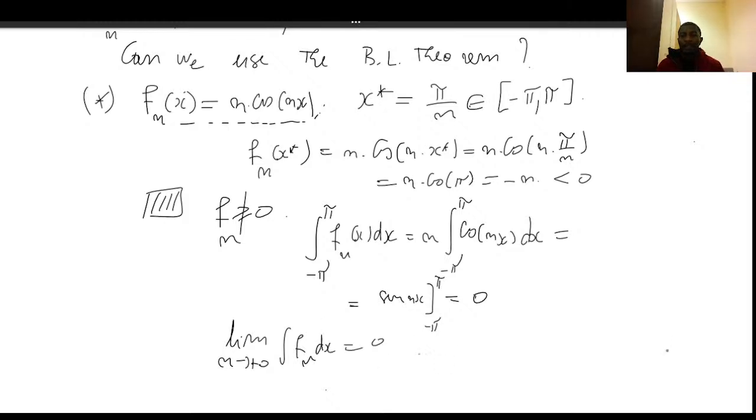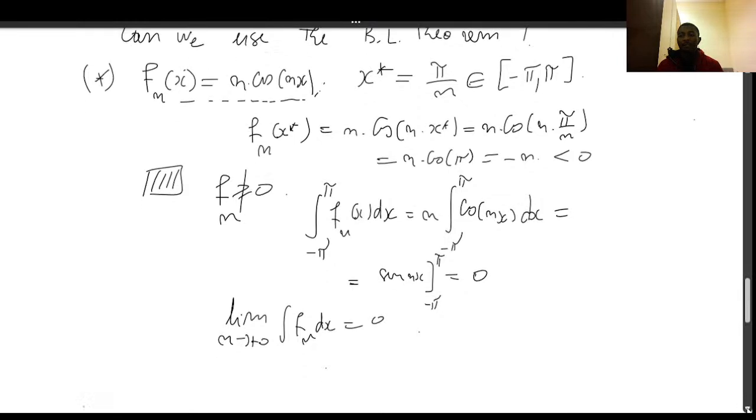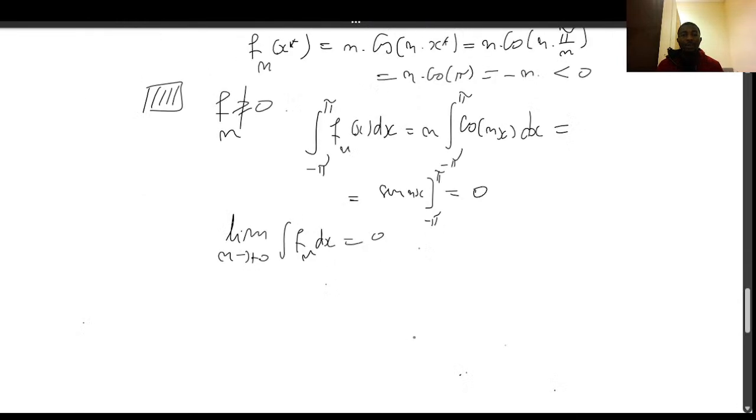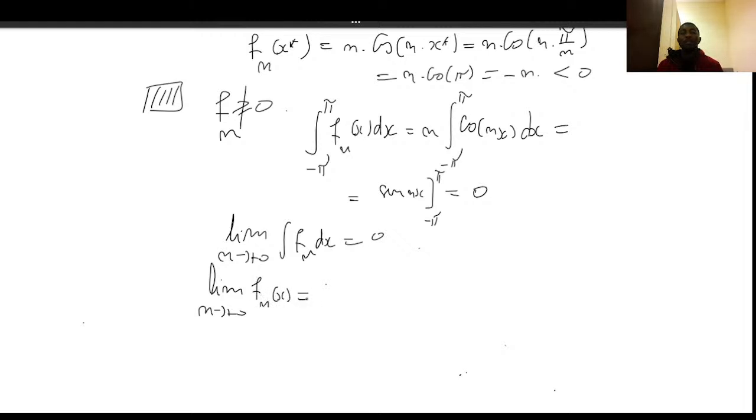But then, can we compute the limit of fn and compute the integral and see what we get? Let us now compute the limit as n goes to plus infinity of fn, and see if we get something. This is the limit as n goes to plus infinity of n times cosine of nx. But this sequence doesn't have any limit. This limit doesn't exist. Why?